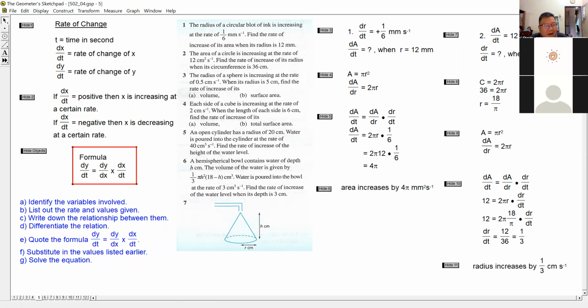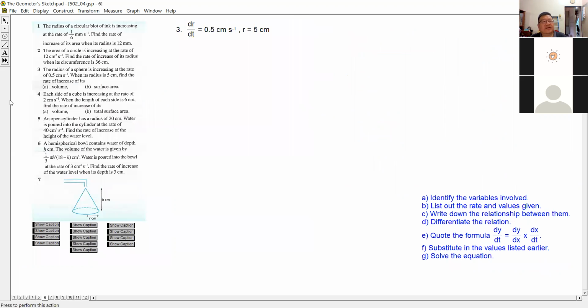So now I move to another question. Okay, the other question is like this. The question is number three. Now, the radius of a sphere is increasing at a rate of 0.5 centimeter per second. When its radius is 5 centimeter, find the rate of increase of its volume.